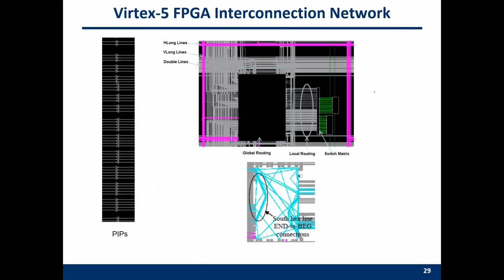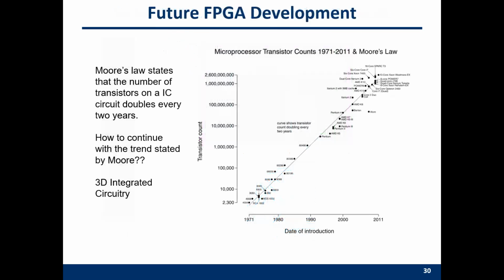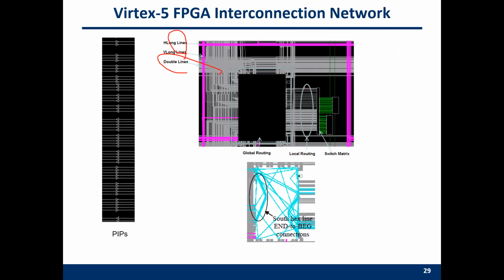So here is an example for lines. We have long lines and double lines, and the hex lines. With hex lines, we can support a matrix here. We can support a matrix here. And on all the lines, the PIP is the most common component. The PIP is the switch.